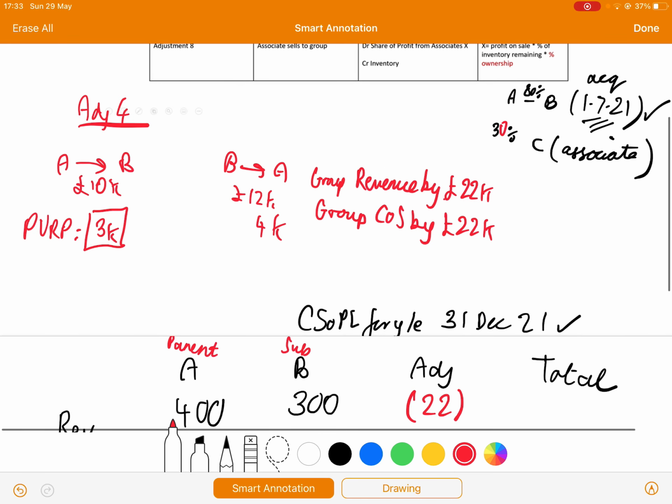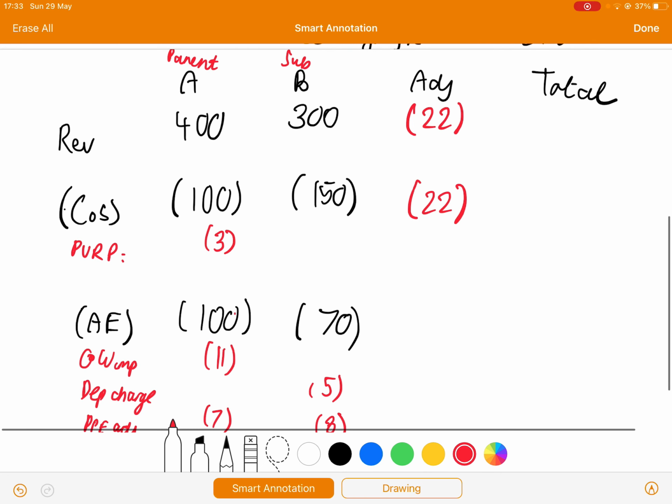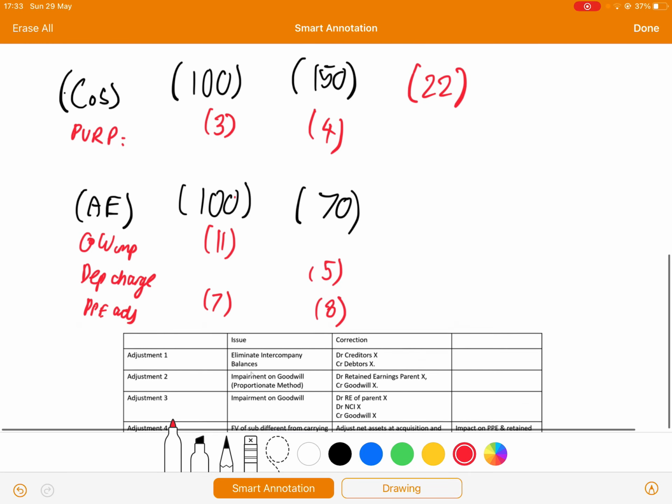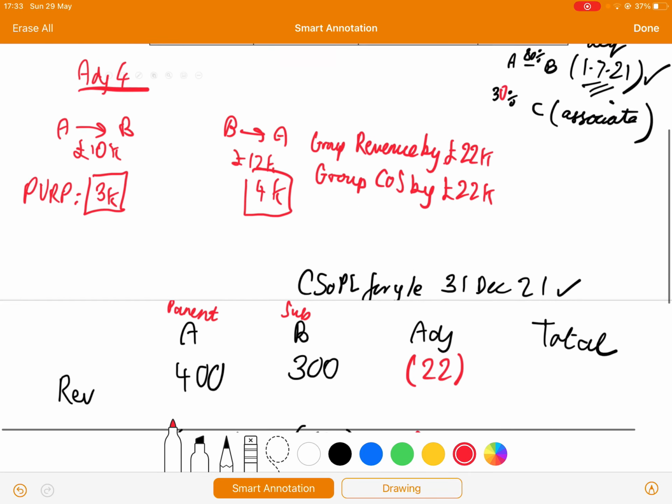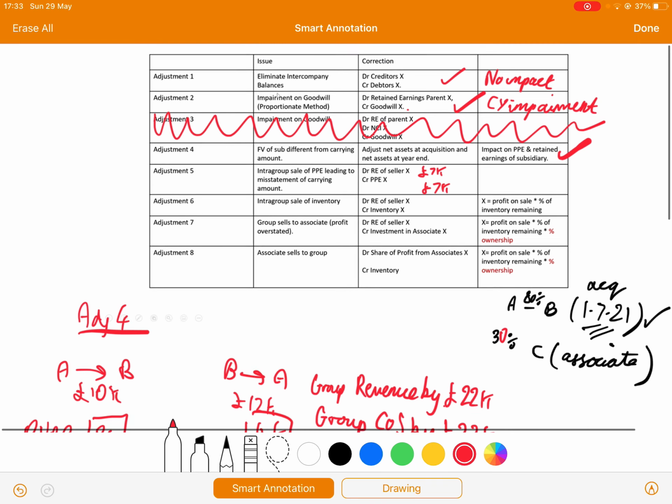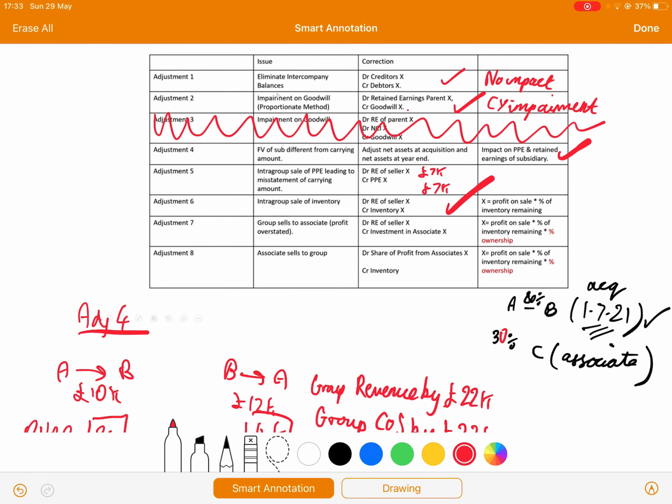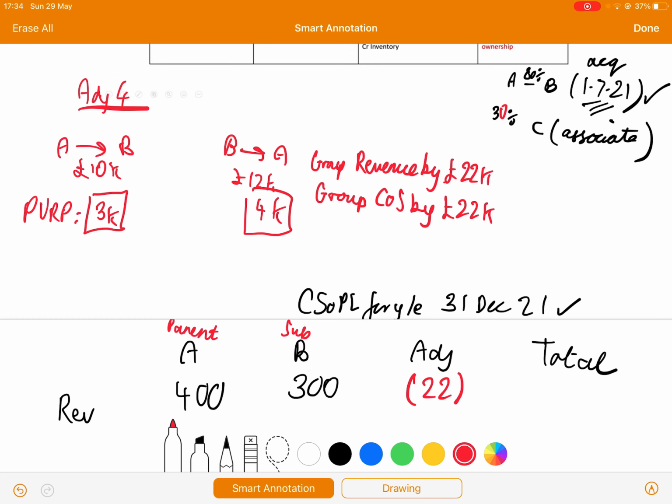For B to A, where the perp adjustment is 4k, we put the 4k to B. So do you see, you're allocating it to the correct entity. Okay, so that's us done with intergroup sale of inventory. We already know how to do perp because I already made a video on it. So hopefully that would be enough.